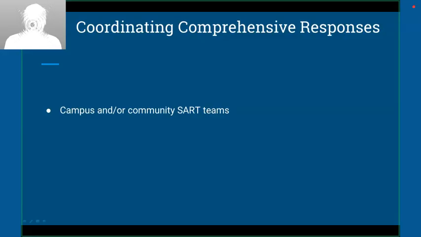Or is one office hearing about a concern that's coming up when students are going to use another resource? And just coordinating to make sure that everyone is on the same page and able to share information with one another, to ensure best practices in responding to students. Similar to this, but a little bit different, is a campus case management team.